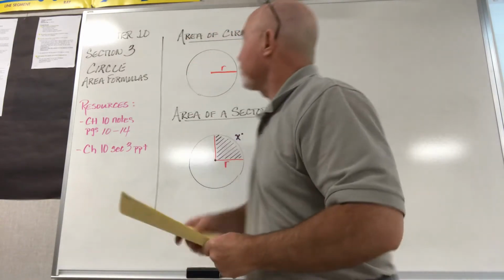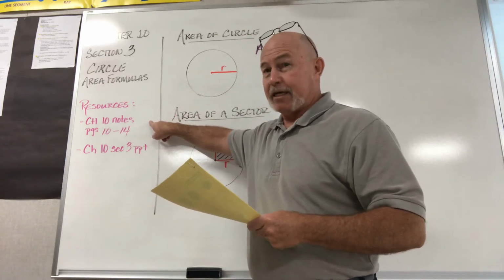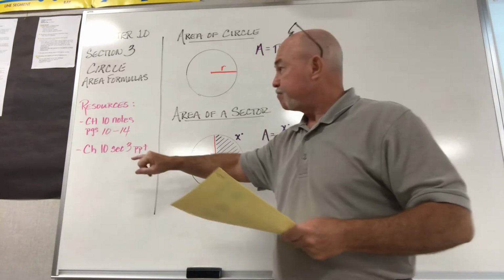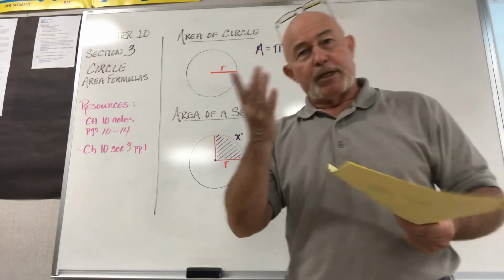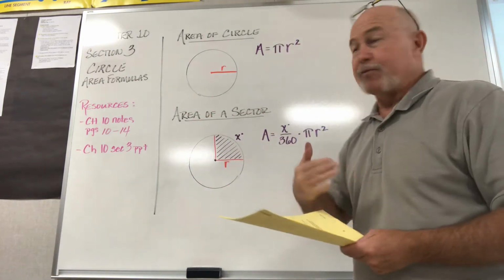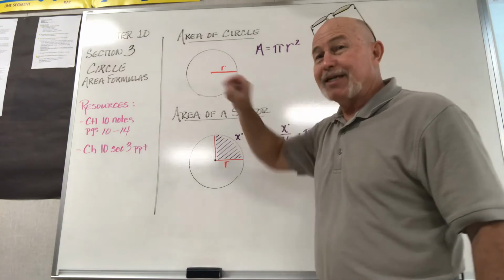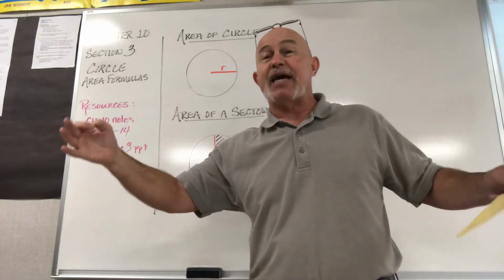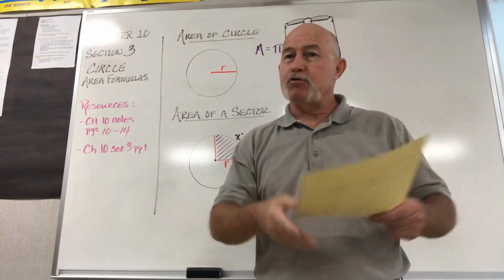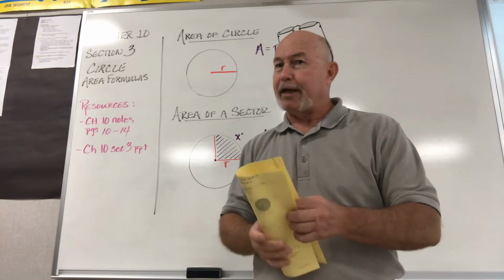So we move on. The resources today are pages 10 to 14 in the notes, and it's the section 3 PowerPoint. Two formulas, and one comes from the other. Pi r squared is the area of a circle. Remember, you're dealing with the radius. Always check: if you are given the diameter, you cut it in half to use the radius. Unlike circumference, they don't work as well together.